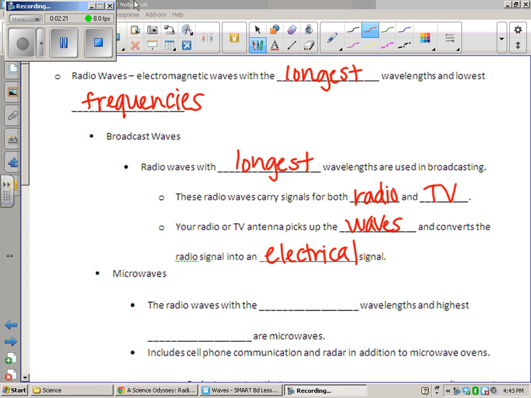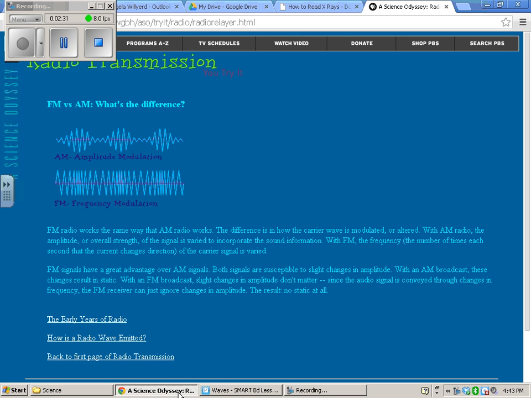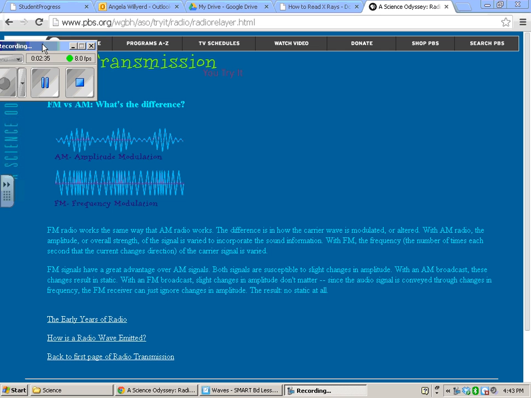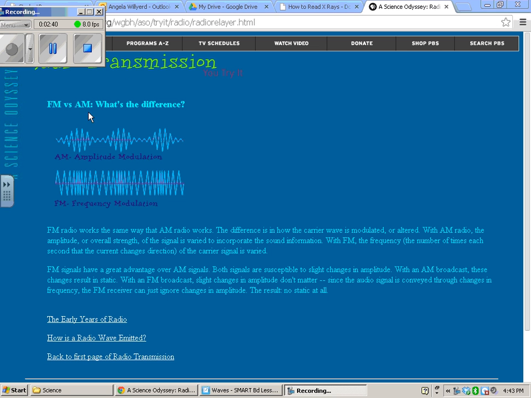through radio waves. So maybe you've wondered about AM and FM radio stations. Well, what's the difference? So let's take a look at this website. Okay, this is through Science Odyssey, through PBS. And it tells you what's the difference between AM versus FM. So AM actually means amplitude modulation, and FM means frequency modulation.